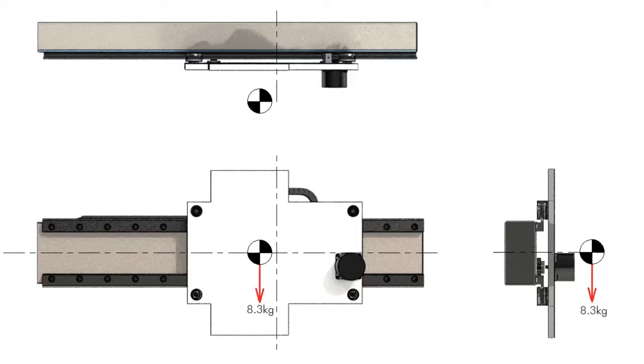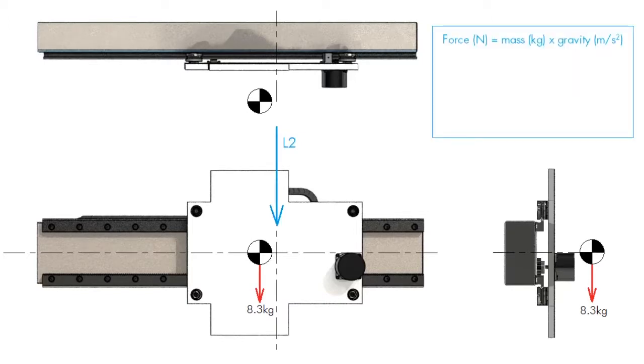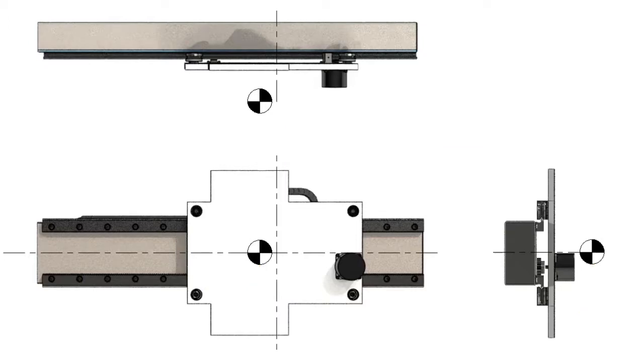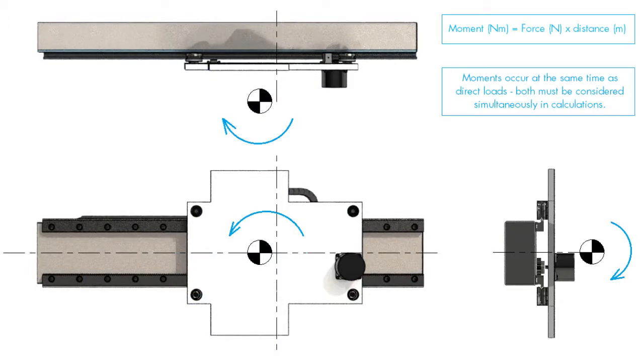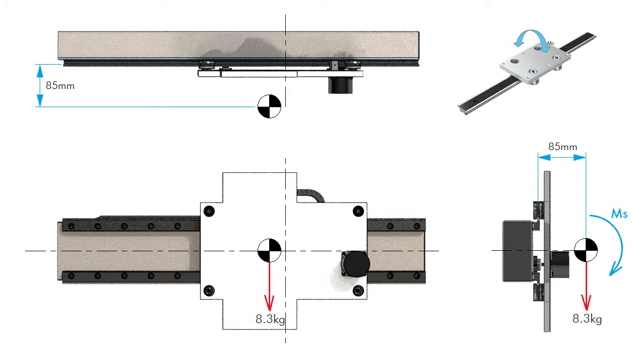The load resulting from gravity acts downwards on the carriage and applies an L2 direct load. This is a product of mass and gravity and is equal to 83 newtons. Wherever the position of a load is offset from the centre of an object, it will apply a moment to that object. The moment is equal to force times distance and occurs at the same time as the L2 direct load. The offset to the front of the carriage results in an MS moment of 7.06 Newton meters.